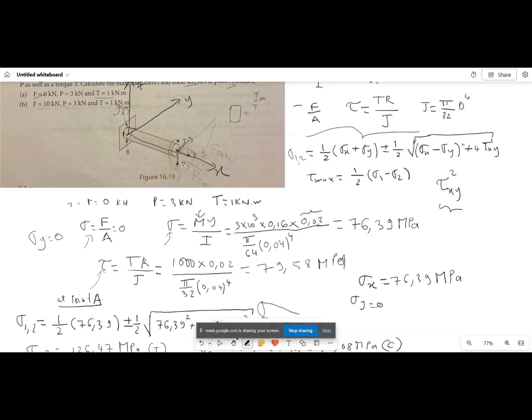So in this case, your rho x will be the direct stress created by the force plus the bending stress. What is the force over area? So it's going to be 10 kilonewton times 10 to the 3.